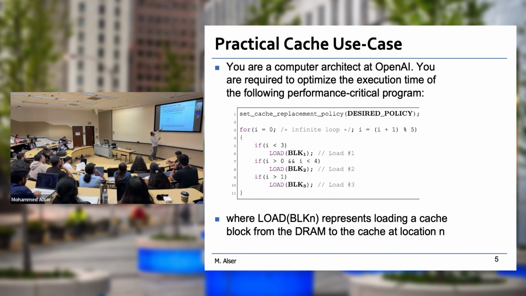You are given this hint. The load block N represents loading a cache block from the DRAM to the cache at location N. So we have here several of those instructions: loading block 1, loading block 2, loading block 3. Now, if you look carefully at the code, what will you see?